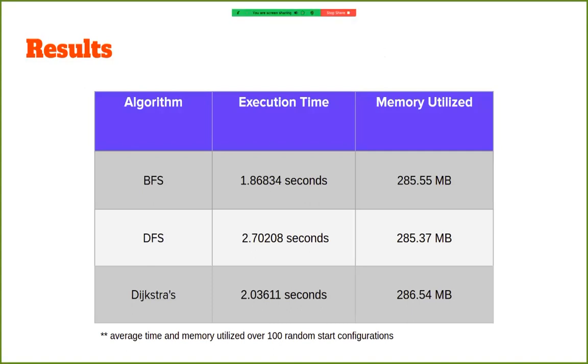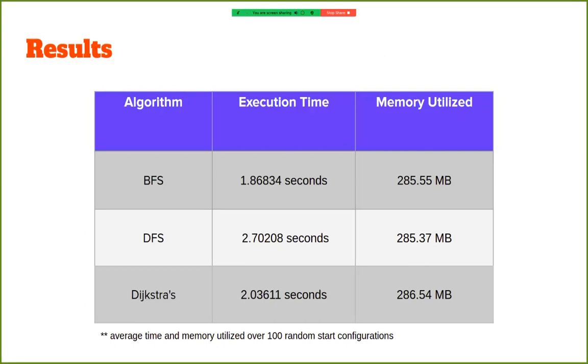Now I'm going to present the performance of these algorithms based on execution time and memory utilized: the average time and memory utilized over 100 random start configurations. So the execution time of BFS is the lowest because it contains a queue of nodes and operates by level order.